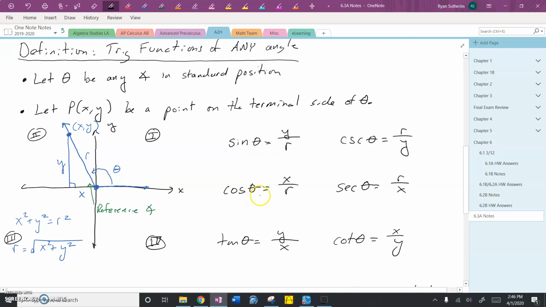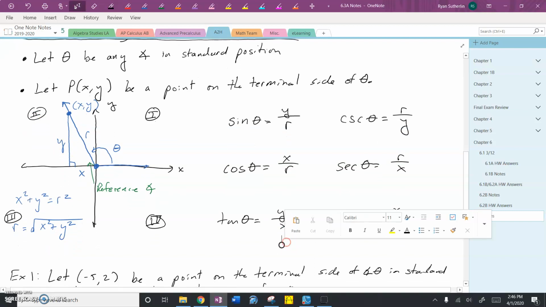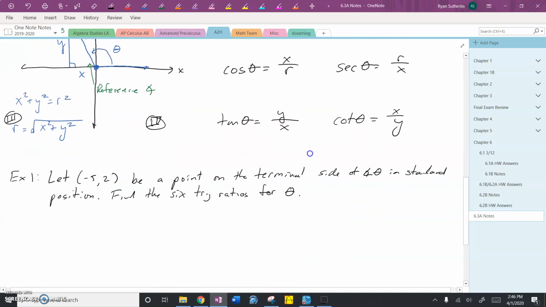Cosine is going to be positive in quadrants 1 and 4 when x is positive, and negative in quadrants 2 and 3. And tangent is going to be positive when sine, or y, and x are the same sign. So in quadrants 1 and 3, and it's going to be negative when they're opposite signs. So 2 and 4. And that's something to come back to as we're evaluating these problems. So let's look at an example that will use this.